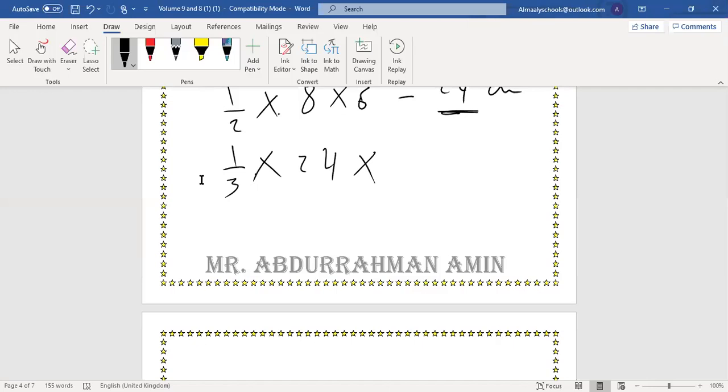Look at the shape again. 8. Very good. So it will be 1/3 multiply 24 multiply 8 equals 8 multiply 8 equals 64 centimeter cube. It's clear now?